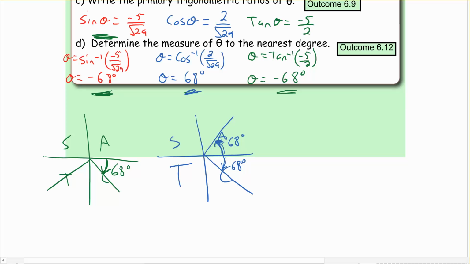If I look at the next one here, just to see why I got that negative answer. If I look at my CAST rule again, tan was -5 over 2. So when tan is negative, it's going to be here and it's going to be here. So what it did again was it went from here and just went down -68 degrees. So that's all it did. It doesn't really matter though. What's usually going to pop out is our reference angle, usually. I'll show you in the next one though that might not be the case.